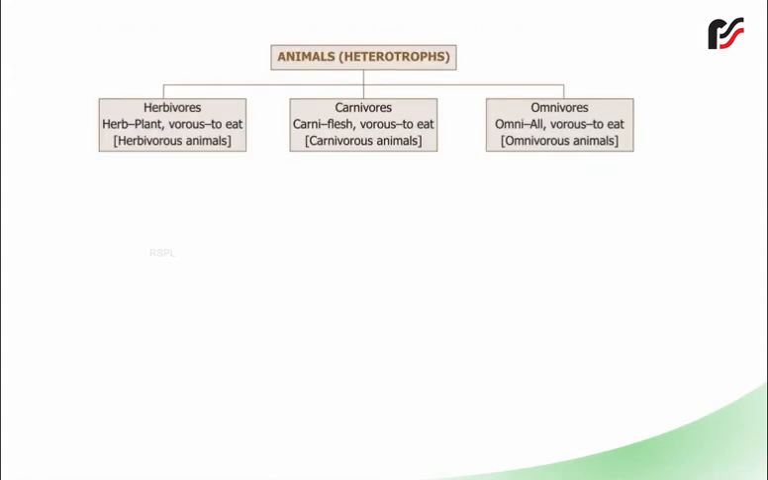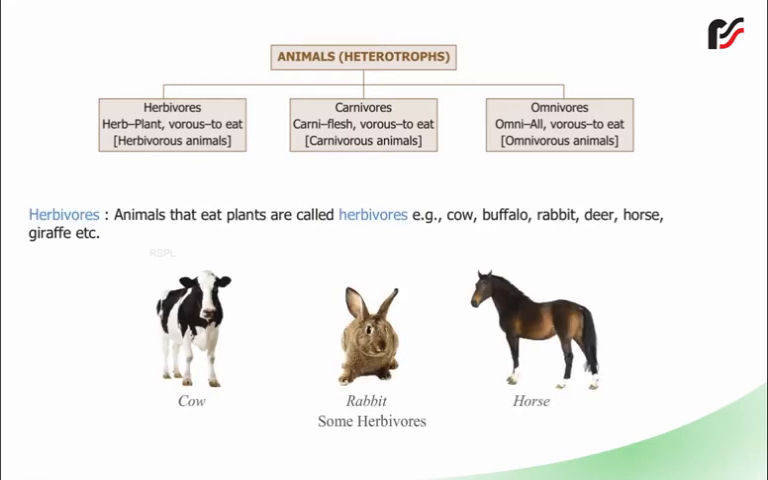Animals, heterotrophs. Herbivores. Herb, plant, vorous, to eat. Herbivorous animals. Carnivores. Carni, flesh, vorous, to eat. Carnivorous animals. Omnivores. Omni, all, vorous, to eat. Omnivorous animals. Herbivores. Animals that eat plants are called herbivores. Example, cow, buffalo, rabbit, deer, horse, giraffe, etc.